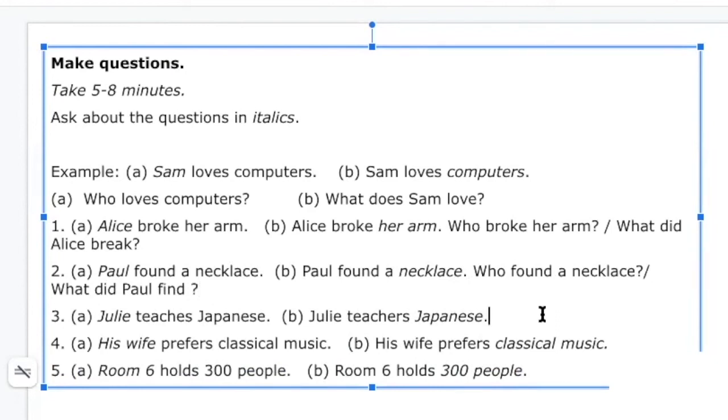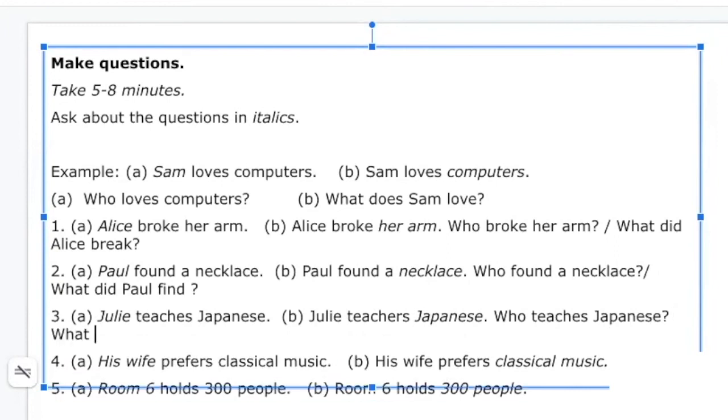Julie teaches Japanese. Who teaches Japanese? Okay. And then Julie teaches Japanese. What does Julie teach? I think the question B has a typo. You caught my typo there. Yes. Very good. Thank you for sharing that.